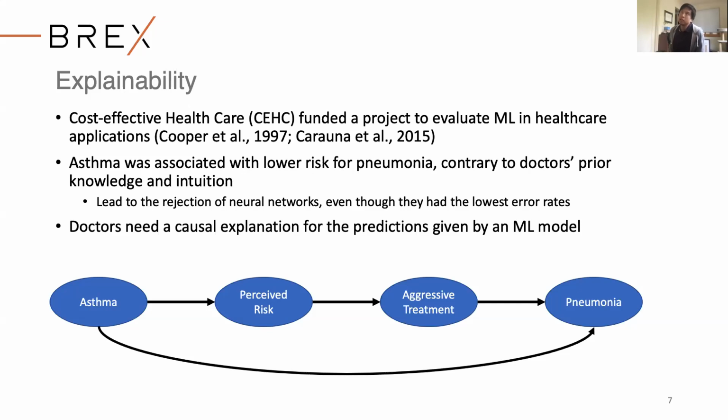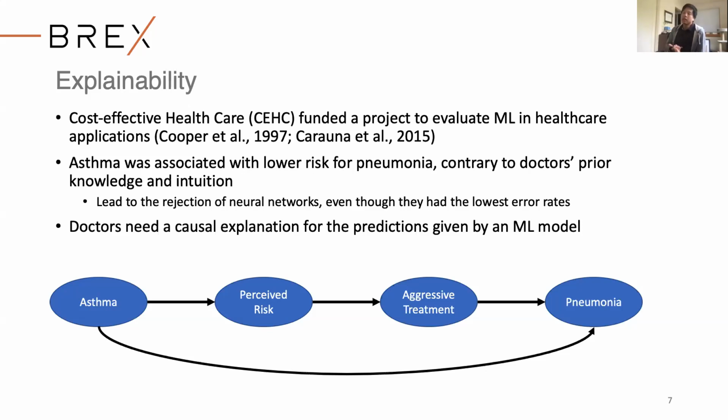Because there were these seemingly unexplainable correlations and predictions coming from the models, they actually ended up rejecting neural networks, even though they had the lowest error rates. The reason asthma had a negative correlation with pneumonia was this underlying causal structure: if you came into the hospital with asthma, the doctors perceived you to be more at risk for pneumonia. Because of that, they gave you more aggressive treatment, and that aggressive treatment actually lowered the risk that you got pneumonia in the end.